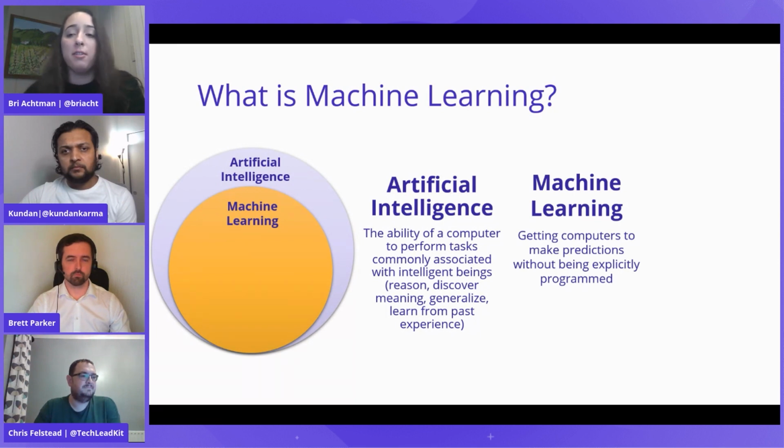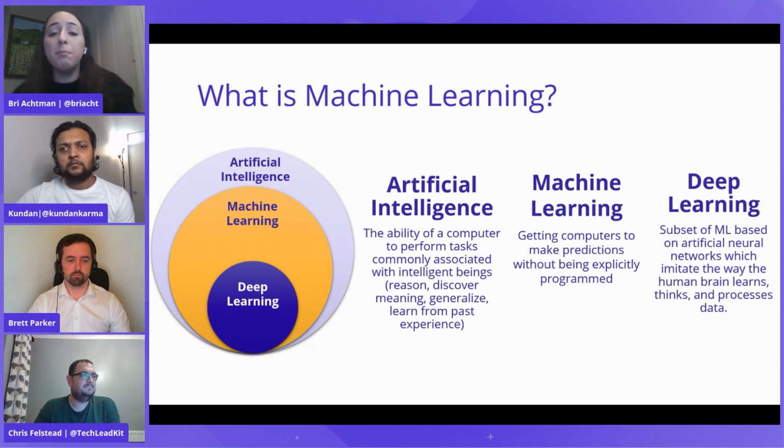Machine learning is the subset of artificial intelligence where computers find patterns in data and learn from that experience to act on new data. So it's getting computers to make predictions without being explicitly programmed. You can use machine learning when you want to solve problems that are difficult or impossible to solve with rules-based programming, like I mentioned with artificial intelligence. Going a bit further, we won't really talk about this much, but deep learning is another subset of machine learning, essentially a subset that has artificial neural networks that imitate the way the human brain learns, thinks, and processes data. So this can be things like image classification, object detection, natural language processing, and so on.